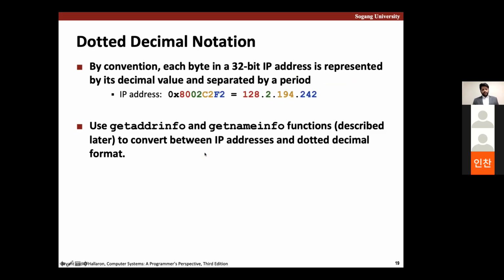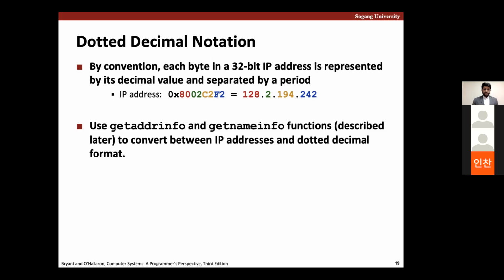Okay, IP addresses in hexadecimal format are pretty difficult for humans to read, right? So to make them more intuitive, IP addresses are typically presented to humans in a human-readable format known as dotted decimal notation, where each byte is represented by its decimal value and separated from other bytes by a period, the full stop dot. For example, 128.2.194.242 is the dotted decimal representation of the IP address.